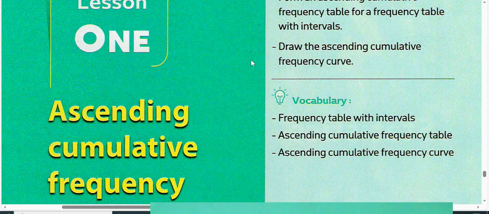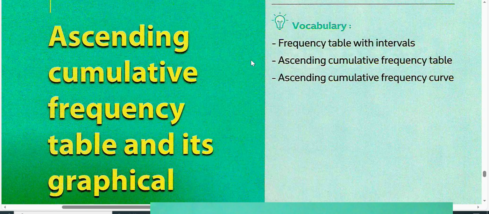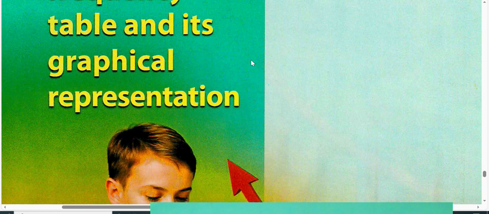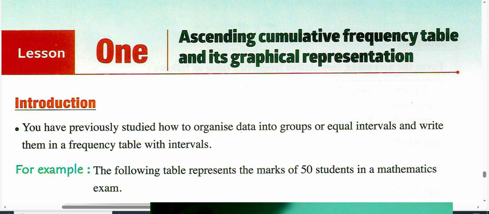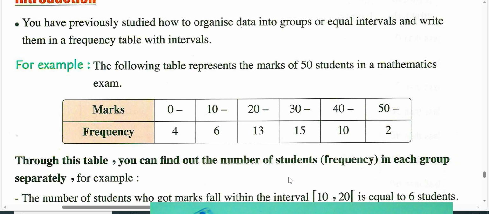Lesson number 2, unit 4: the cumulative frequency table and its graphical representation, a curve. You have previously studied how to organize data into groups or equal intervals and write them in a frequency table with intervals. For example, the following table represents marks of 50 students in a mathematics exam, like this.